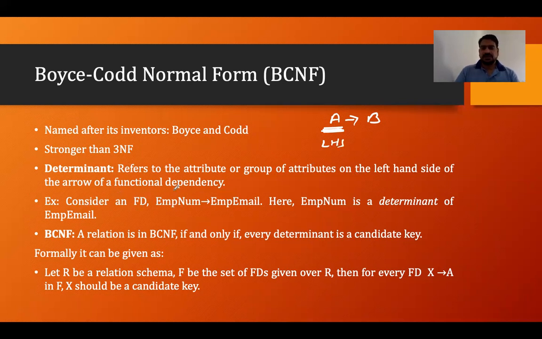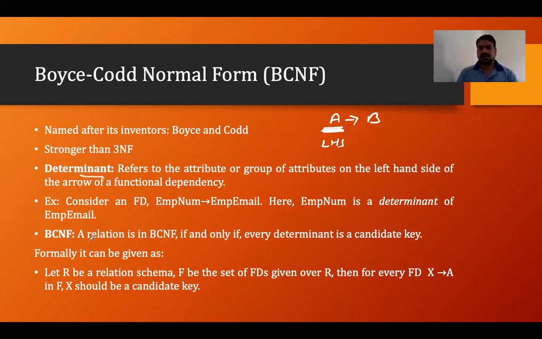Consider a functional dependency where employee number determines employee email. Here, employee number is the determinant of employee email. So we know about determinant. Now let's go to the BCNF definition.